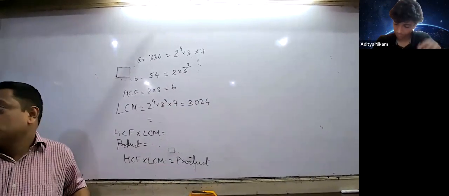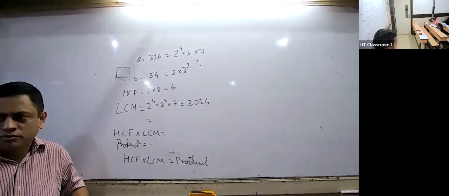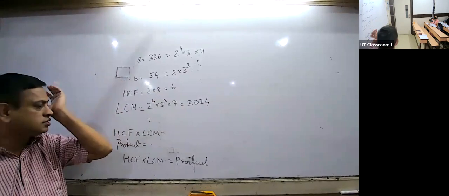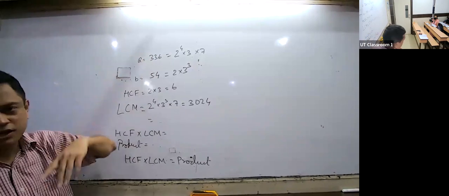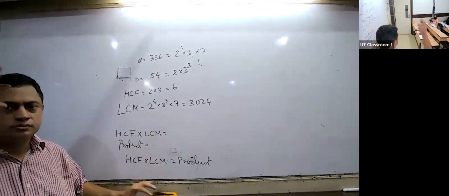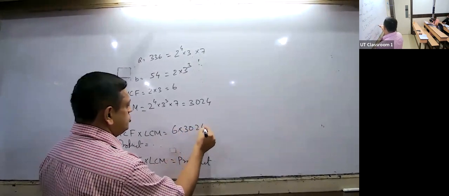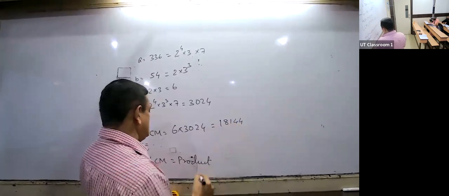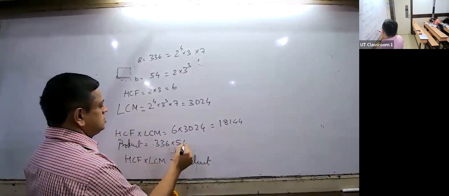Sami, you got the answer. What multiplication can you do? Speak loudly now. I think your factorization is correct now. Okay, now next, HCF into LCM makes 6 into 3024 is equal to 18144. The product will automatically come the same thing. Yes, sir. Ritika, what was the mistake?